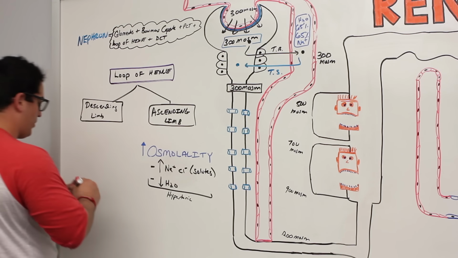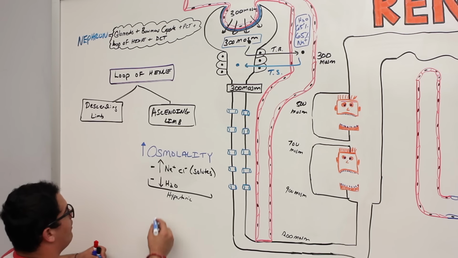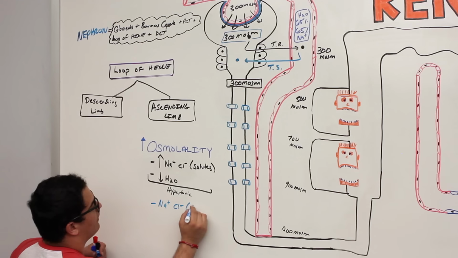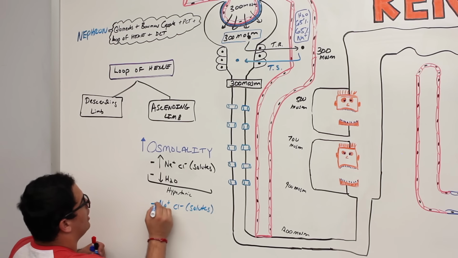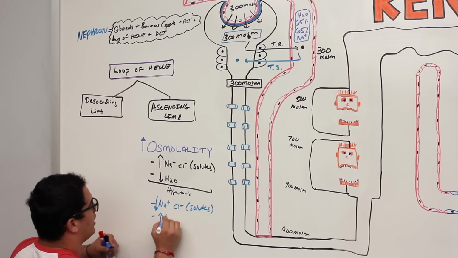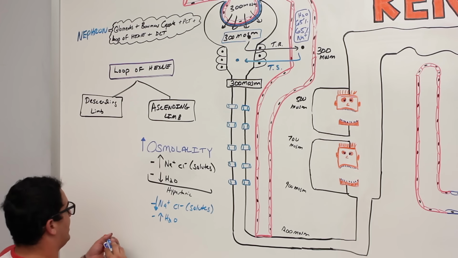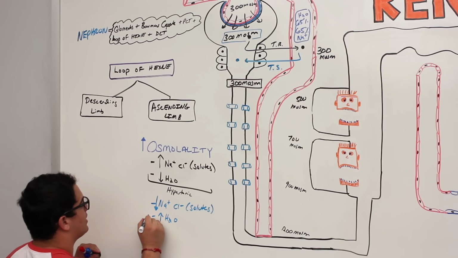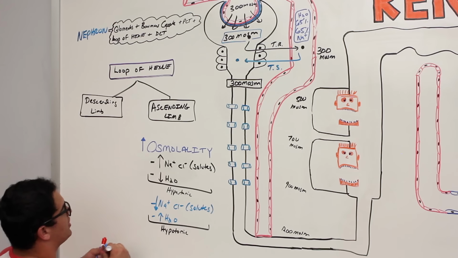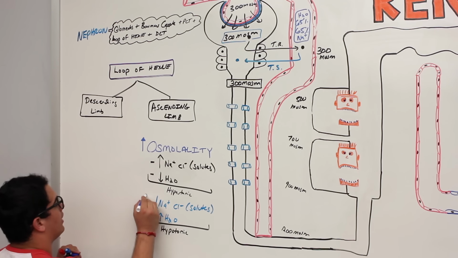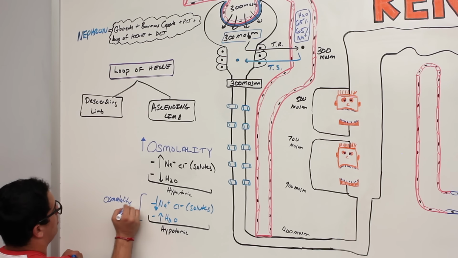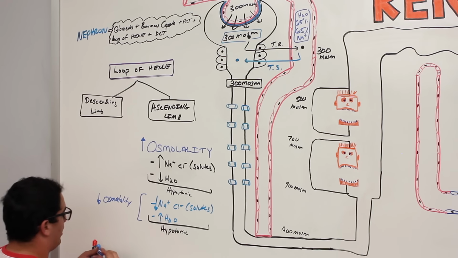Now let's do this another way. What if the sodium and the chloride and the different types of solutes in the blood are less, and then the amount of water is more? When this is the case, this is referred to as hypotonic. And what would this person's osmolality be? This person's osmolality would be very, very low.